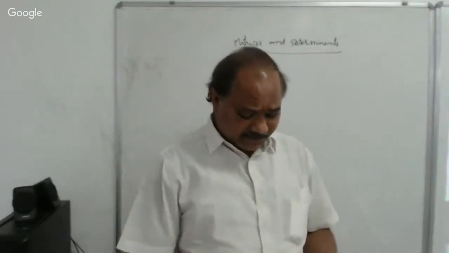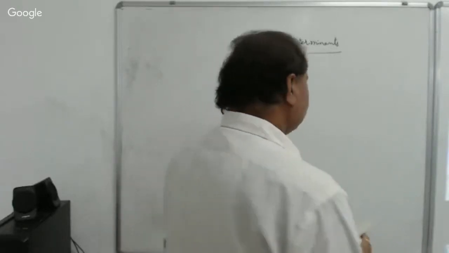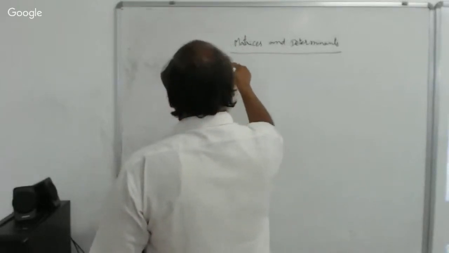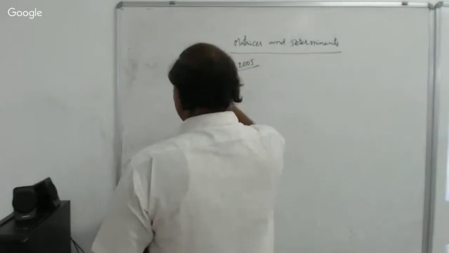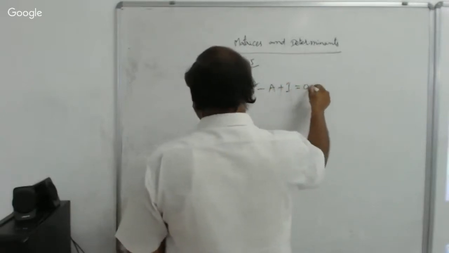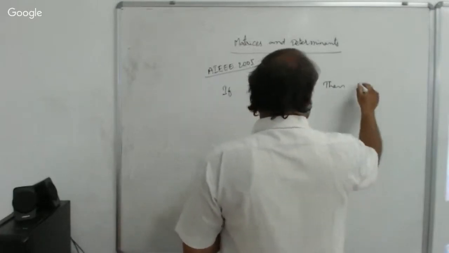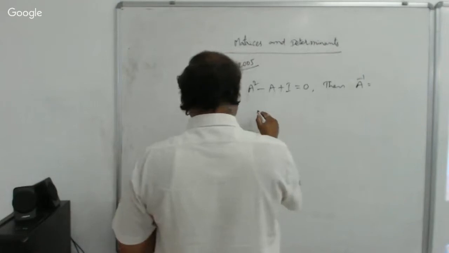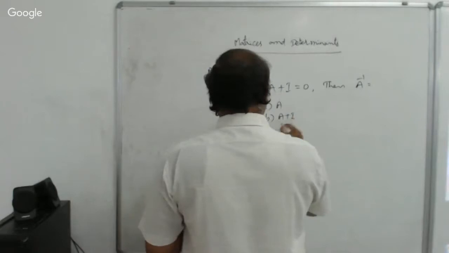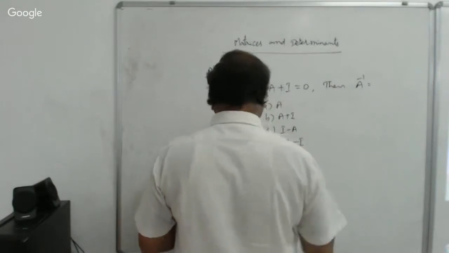Matrices and determinants. Yeah, actually, a 2005 question. A square minus A plus I equal to O, sorry, O, not 0. Then A inverse equal to dash. First option, A. Second option, A plus I. Third option, I minus A. Fourth option, A minus I.